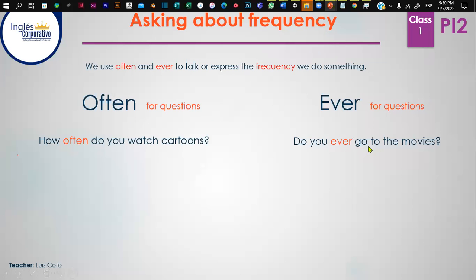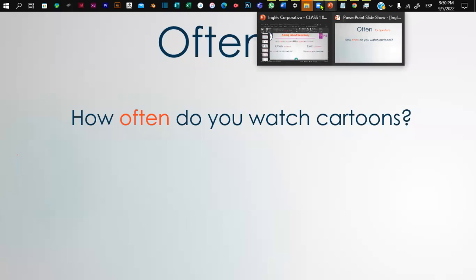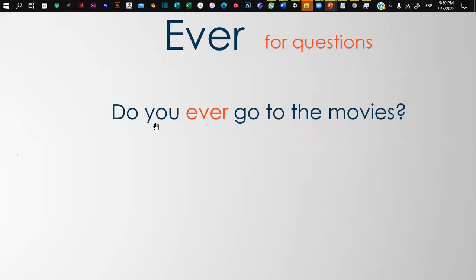Okay, good. What is the difference between the two? What is the meaning in this one? Let's see if I have future translators in this class. Veamos si hay traductoras acá en esta clase. ¿Qué tan a menudo? Mira, frecuencias. Okay, that is with often. And what is the translation or the meaning of this one? ¿Alguna vez? Yes, correct. ¿Alguna vez vas al cine? To the movies, correct, good.